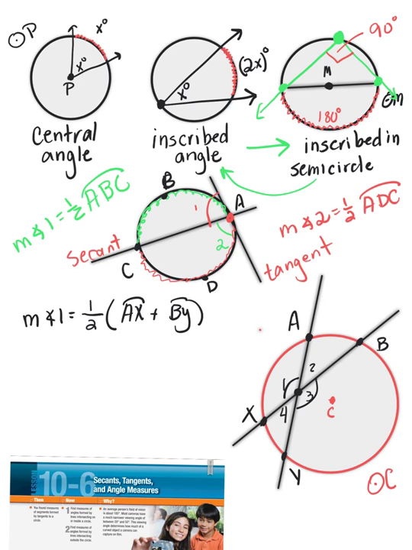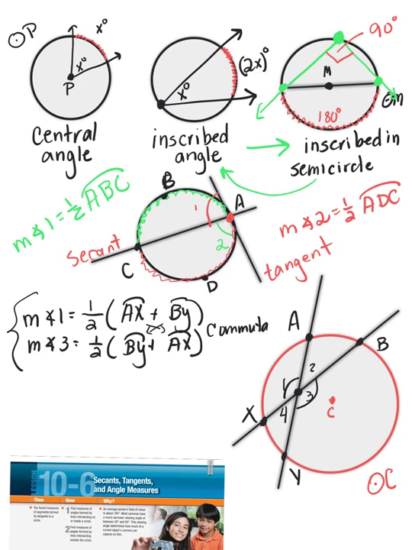Now look at angle 3. Let's put those together since they're going to be the same thing anyway. Angle 3 is 1/2 of its arc, which is BY, and its vertical angle's arc. Well, its vertical angle is angle 1, and angle 1's arc is AX. So you see how these two are going to be the same? Addition is commutative. So we see that angle 1 and angle 3 are going to work out to be the same.